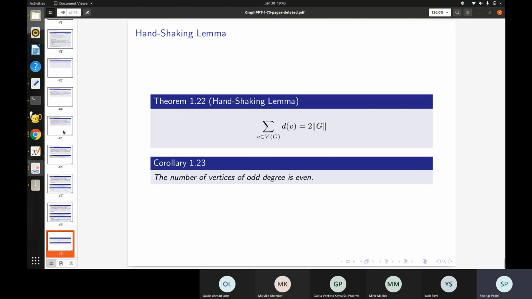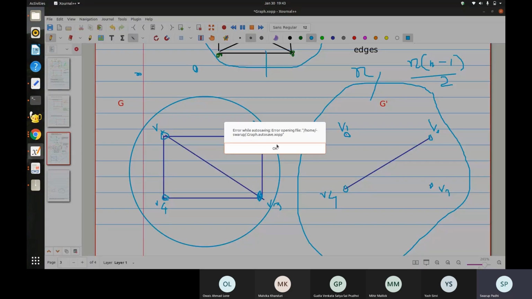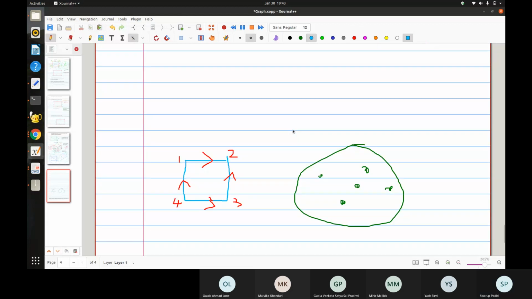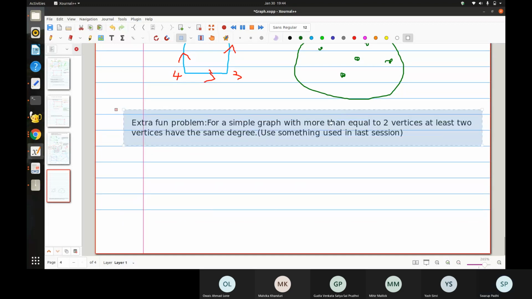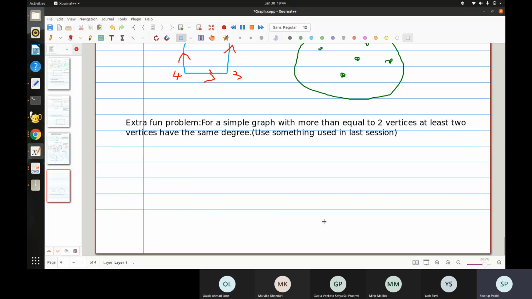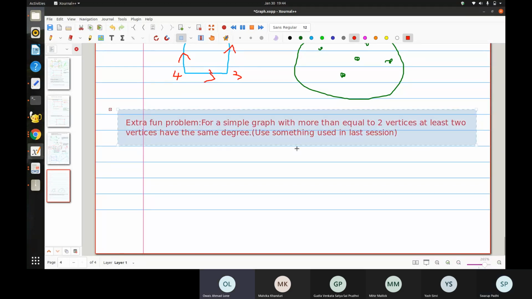Okay, so let's also come up. I have also another problem. This is the end of this slide, but I have another problem. So let's see. So basically, this is the problem. Let me just get it in the middle of the page. So yeah. So try to prove, this one, extra fun problem. Is it not visible? Yeah, it is visible.